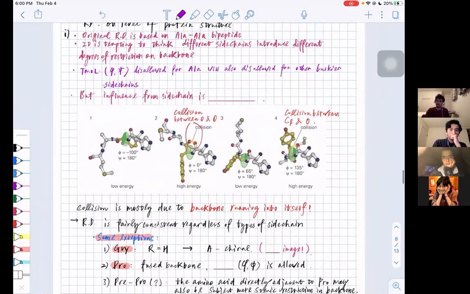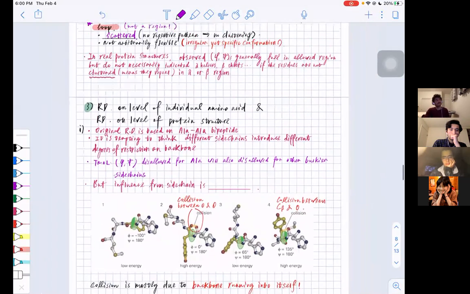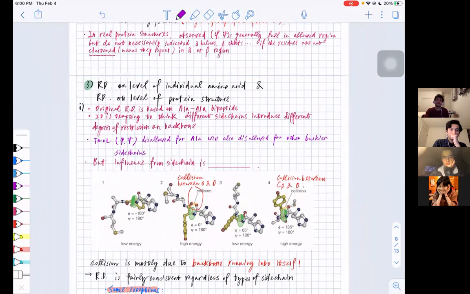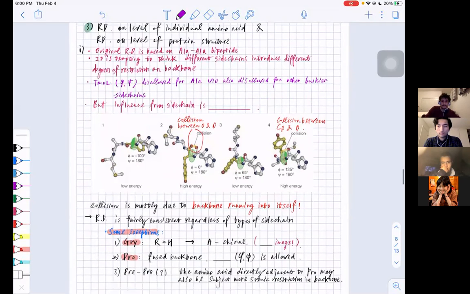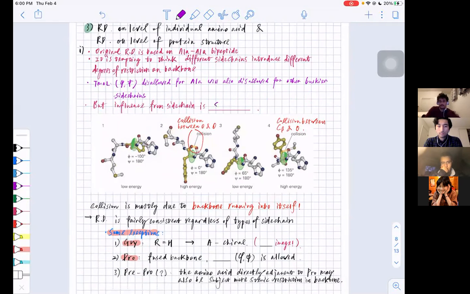So maybe in the last two minutes, I want to emphasize this idea of fidelity of the Ramachandran diagram. It's tempting to think maybe the sidechain will make a big difference to the restriction on the backbone. And actually, your book gives this explanation: because the original one used the alanine dipeptide, the combinations disallowed for alanine will also be disallowed for other bulkier sidechains, which is very true. But also, the influence from the sidechains is actually very small.